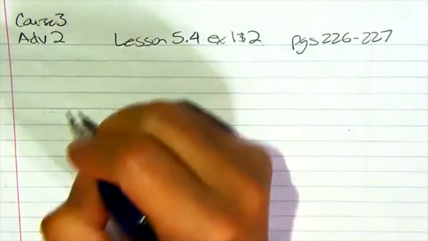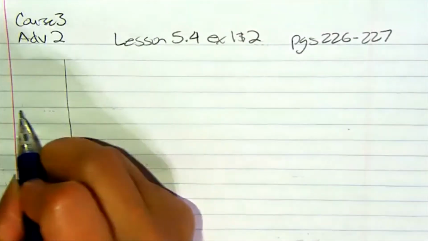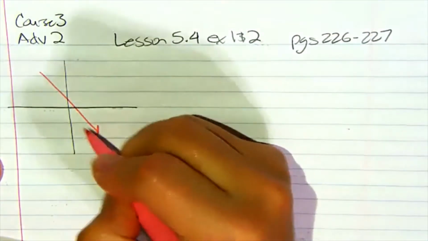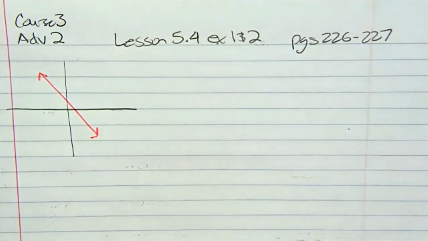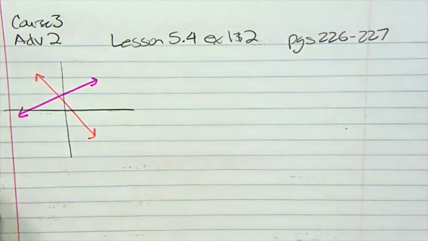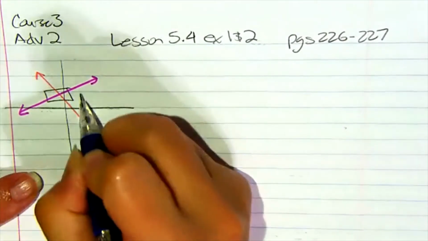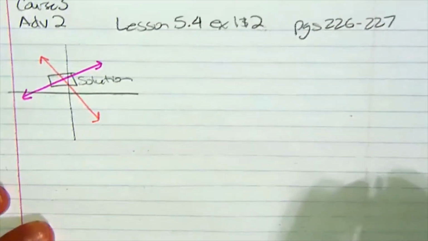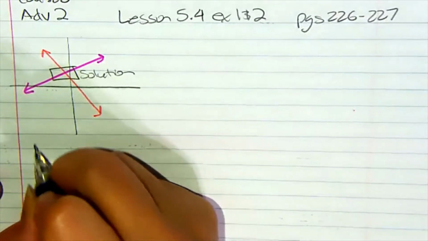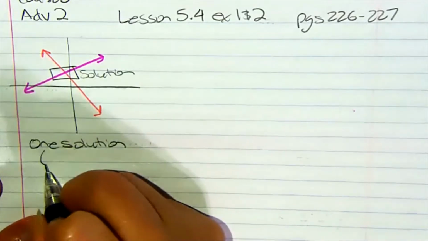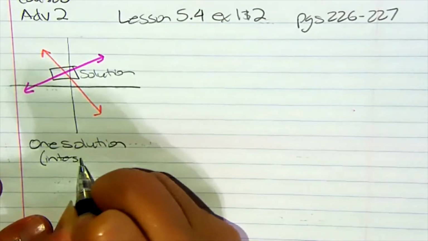Okay, we have been working with systems of linear equations. And we know that where the lines intersect is the solution. So in a situation like this, a graph like this is one solution. And it is where the lines intersect. It's the intersection.